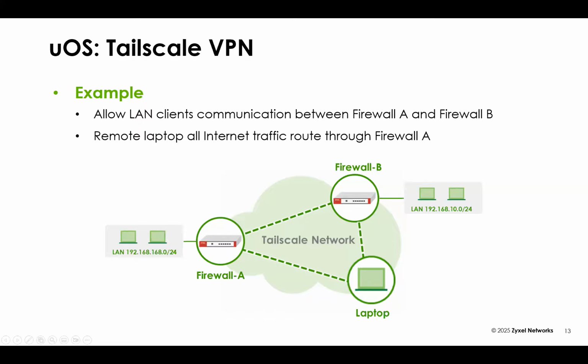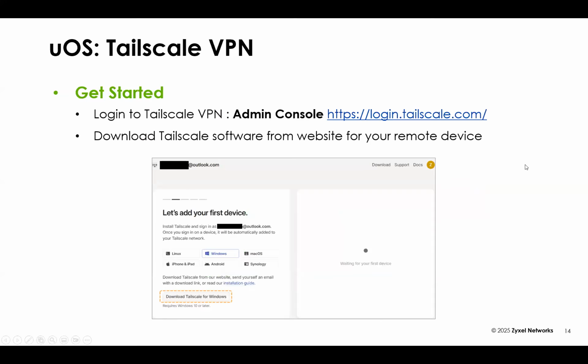To get started on setting that up, you first have to go to the Tailscale website and set up an account. When you log into Tailscale VPN at login.tailscale.com, you'll be presented with the admin dashboard. You have the option to download the client for your device. Again, it supports Linux, Windows, Mac OS, iPad and iPhone, Android, and Synology NAS. So yes, you can install this on a Synology NAS for the VPN.